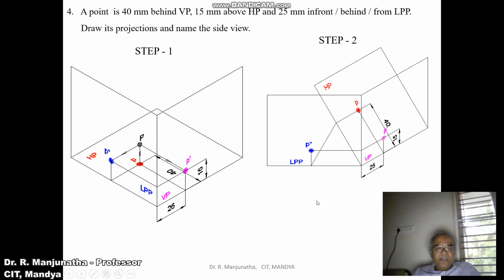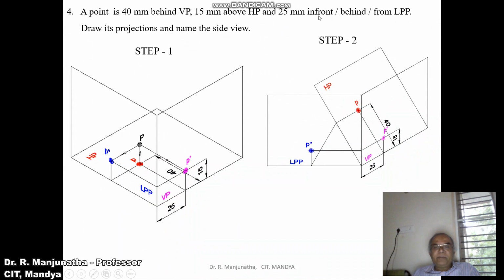Now, when you consider the front view, the distance above HP, 15 mm above HP, can be seen here. That image is going to fall on the vertical plane. Then when you look from the top view, we can see the distance behind VP. That is the distance from here to here, 40 mm behind VP. That image is going to fall on the horizontal plane. So that is the top view.